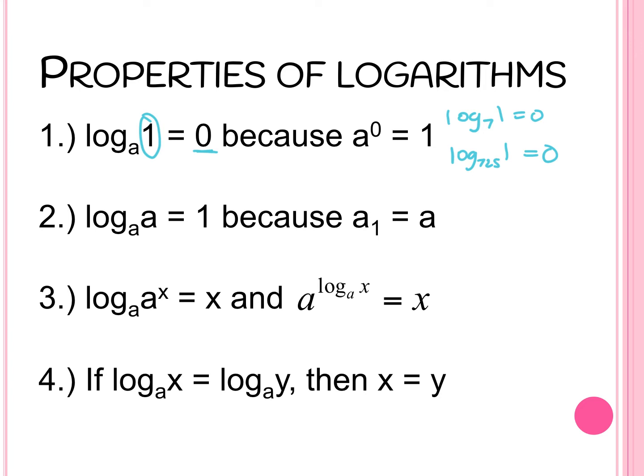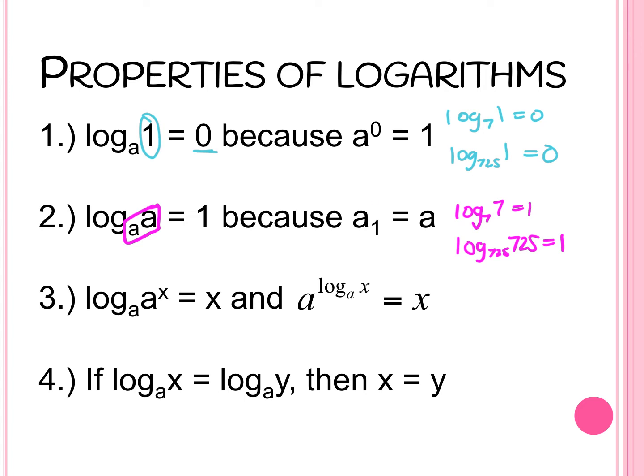Log base a of a equals 1. Because if the base and the number in the big spot are the same, we're saying keep it the same. How do you keep something the same by raising it to a power? You raise it to the power of 1. So if I had log base 7 of 7, that answer is 1. If the little base and the big number are the same, then my answer is 1.